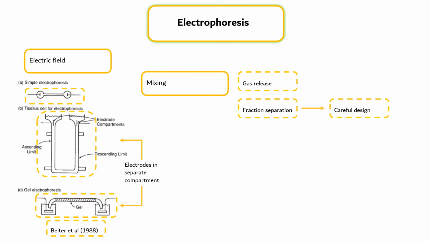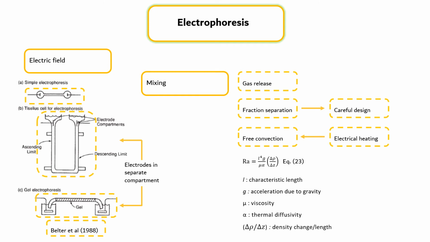A different cause of mixing, and the most important, is the free convection caused by electrical heating. Using very small currents gives small heating but very low separations. The effect of heating can be correlated in terms of the Rayleigh number, as shown in equation 23. If the Rayleigh number is small, then the flow will be small or non-existent. If the Rayleigh number is large, then the flow may be significant.